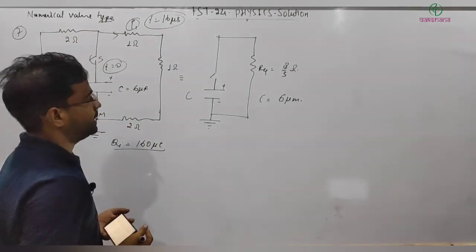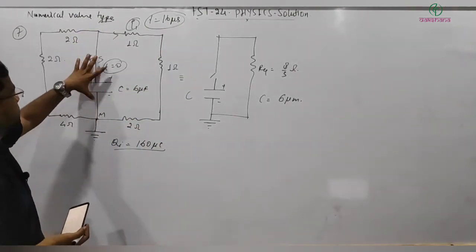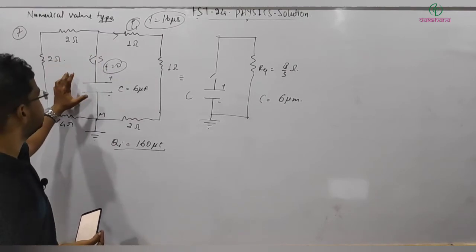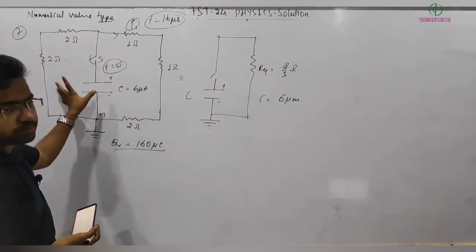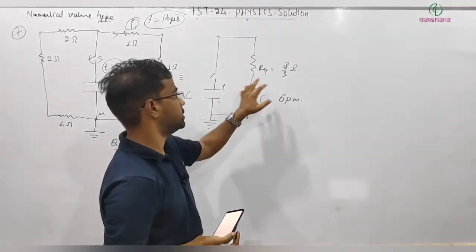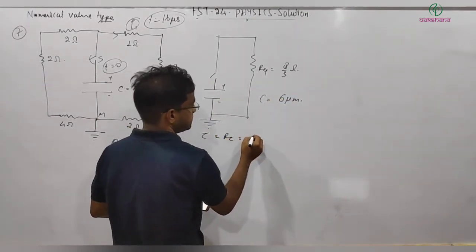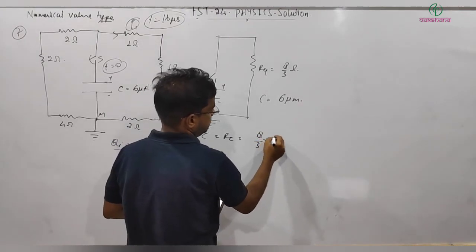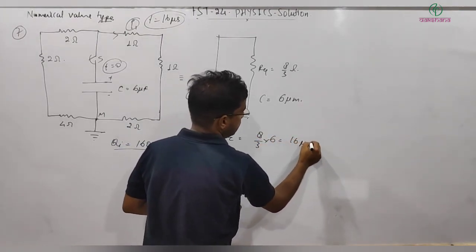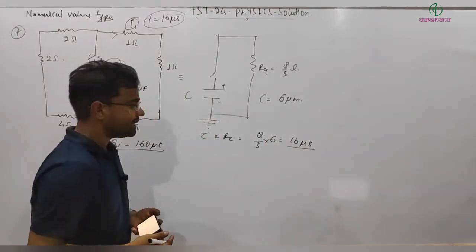So that is what we need to find. First thing is this system: simply these two resistors in series and these two in parallel can be written this way. So R equivalent and C. Tau equal to RC comes out to be 8 by 3 multiplied by 6, that is equal to 16 microsecond. And that is tau.